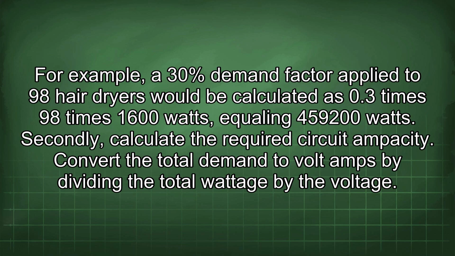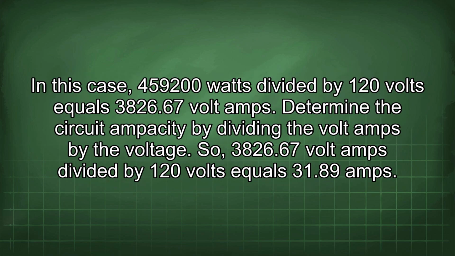Secondly, calculate the required circuit ampacity. Convert the total demand to volt amps by dividing the total wattage by the voltage. In this case, 459,200 watts divided by 120 volts equals 3,826.67 volt amps. Determine the circuit ampacity by dividing the volt amps by the voltage. So 3,826.67 volt amps divided by 120 volts equals 31.89 amps.